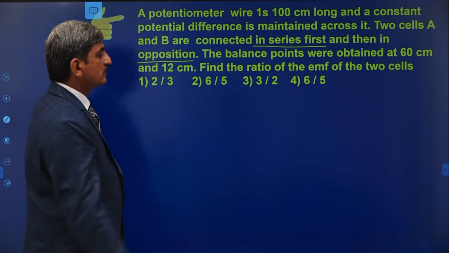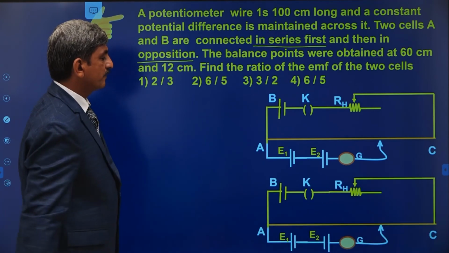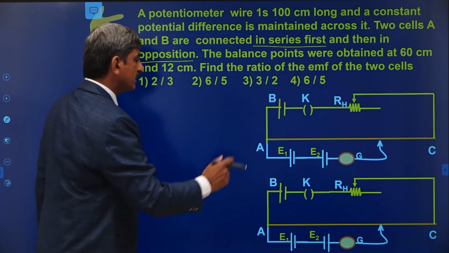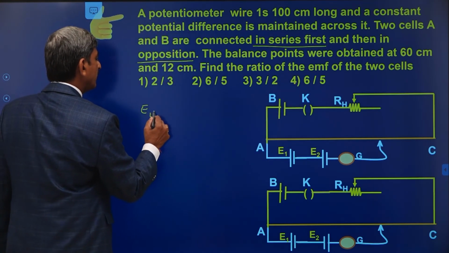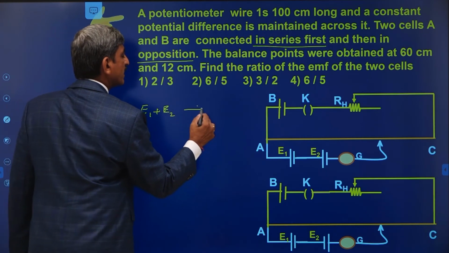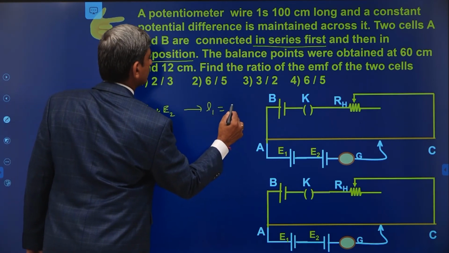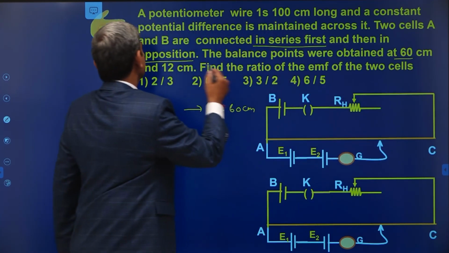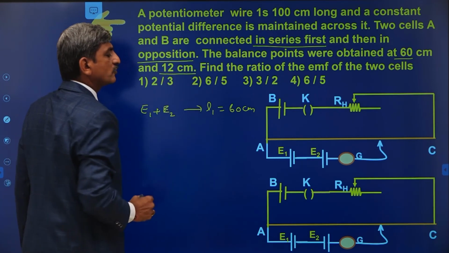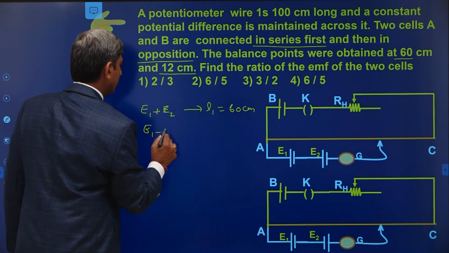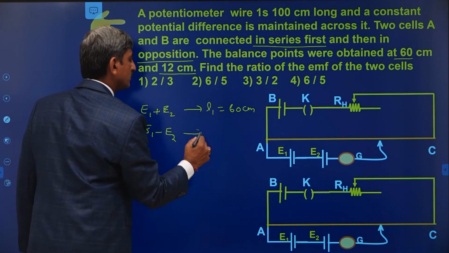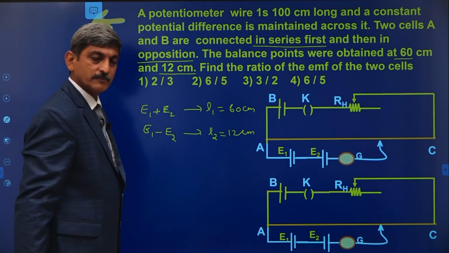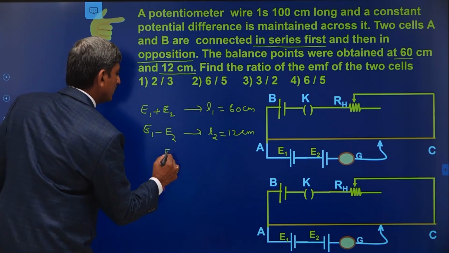So for the given problem, let us see the circuit diagrams. In the first case, both the cells are connected in series. In the additive nature, the resultant EMF is given by E1 plus E2. Further, the balancing length is given as L1 is equal to 60 centimeters. And then in the opposition, the balancing length is found to be 12 centimeters. That means when the resultant EMF is E1 minus E2, the balancing length is 12 centimeter for the second circuit. Now we want to find out the E1 by E2 value.